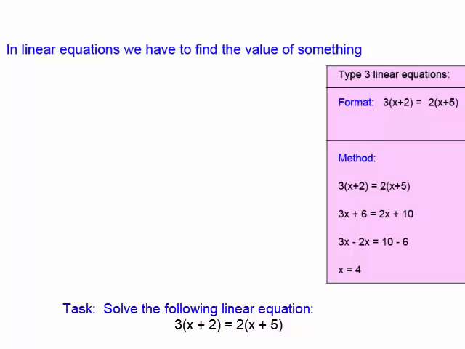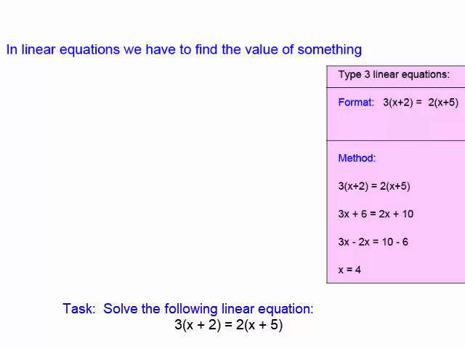In the third type of linear equation, we have to multiply out brackets, which gives us an equation, and then we simplify the equation to find the value we are looking for. In this equation, we are told 3 upon x plus 2 equals 2 upon x plus 5. Multiplying the brackets out, we have 3x plus 6 equals 2x plus 10.